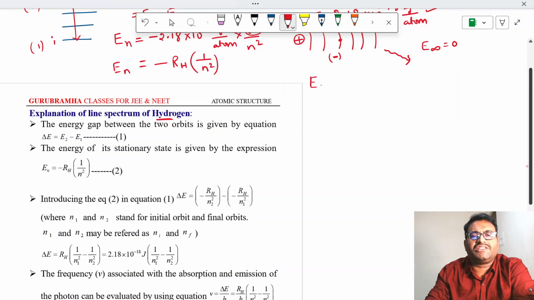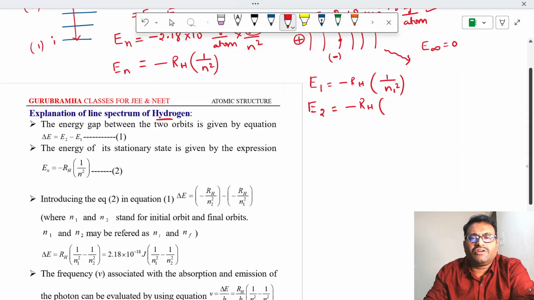So let us take E initial. Initial we have taken as E1, which is minus RH into 1 by N1 square. E2, final, 2 is considered here as final, is then minus RH, RH meaning Rydberg constant for the hydrogen atom, into 1 by N2 square.